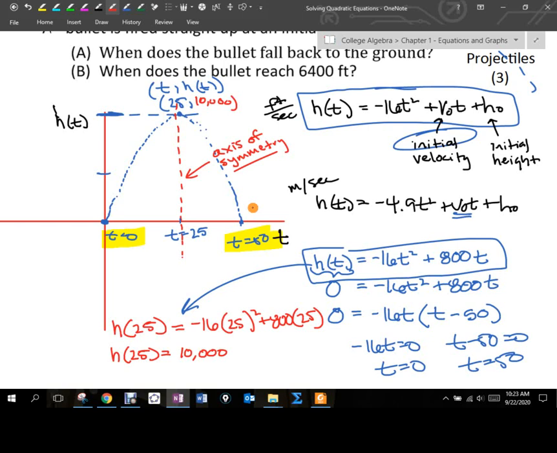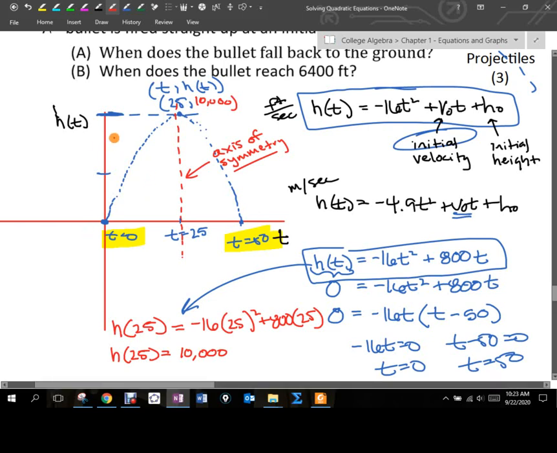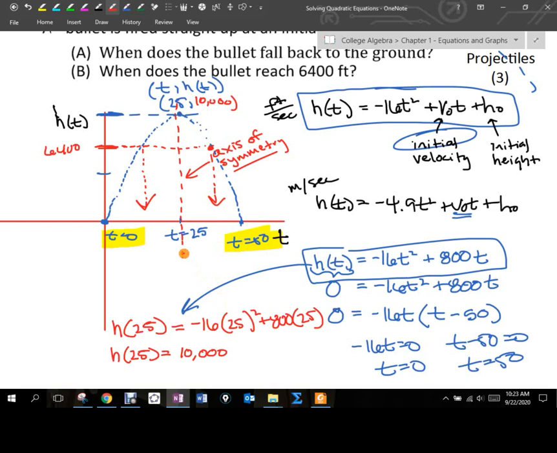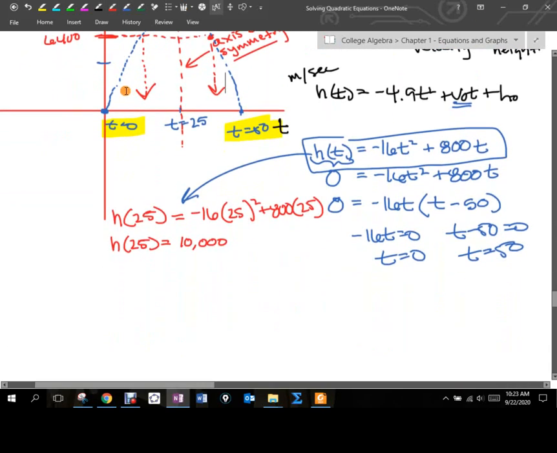Looking at part B, it asks us, when do we reach a height of 6,400 feet? Well, 6,400 feet might be like right there. So I want to figure out what was the time. So if that's 6,400 feet, what is the time then that happened? Does that make sense? Okay. It should also happen over here again, right? Does that make sense? Because on the way up it reaches 6,400 feet, reaches its maximum of 10,000 feet, but then it's going to come back down. At some point, it's going to reach 6,400 feet again, right? Okay. So how do I find that?